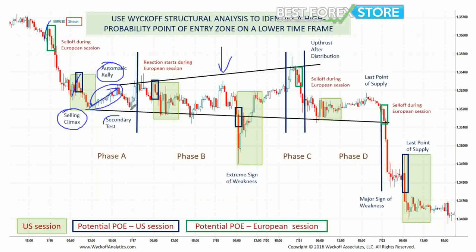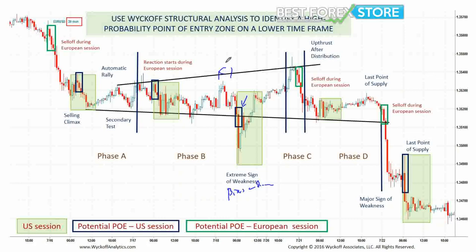Climactic action. Secondary test comes almost at the same level, and this is our phase A, and currently we are potentially in phase B. You might be thinking that this could be phase C. So during the US session right here, your bias is going to be what? It's going to be to the downside, right?